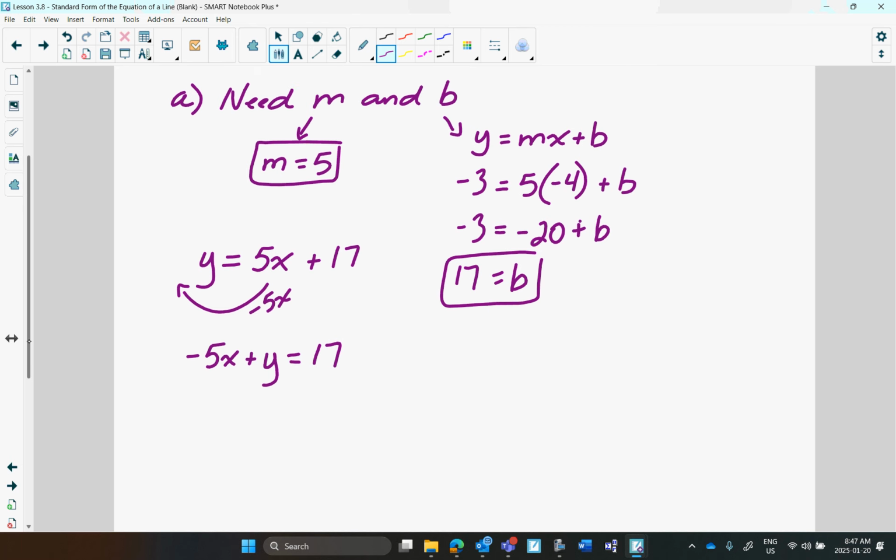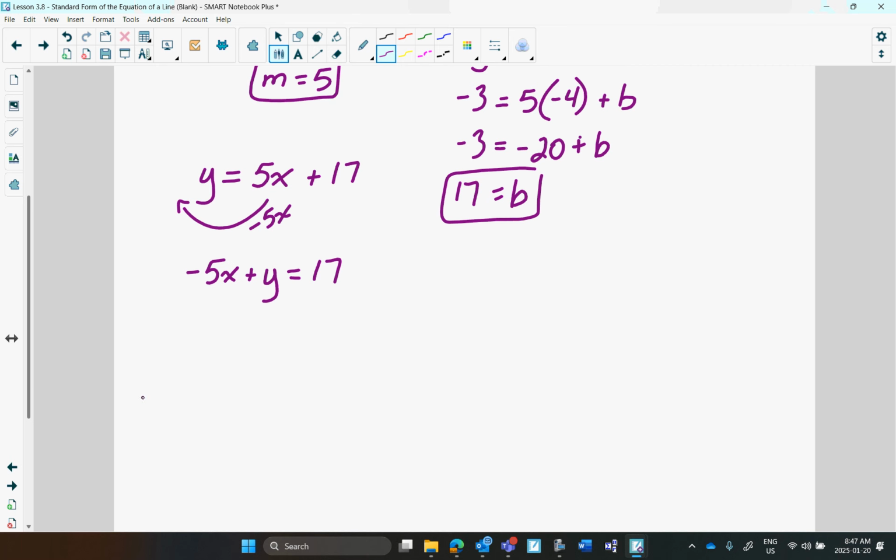There's no fractions, but this can't be negative, the x term. So everything has to get divided by -1, or just change the signs. 5x minus y equals -17. And there's your answer. I would like you to give B a shot before we go over it together.